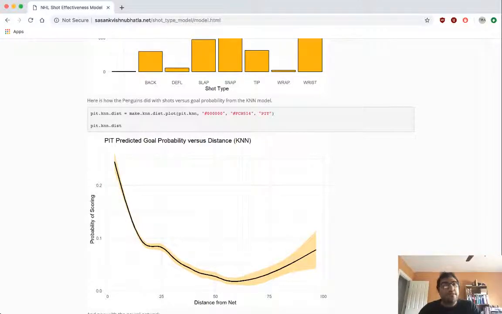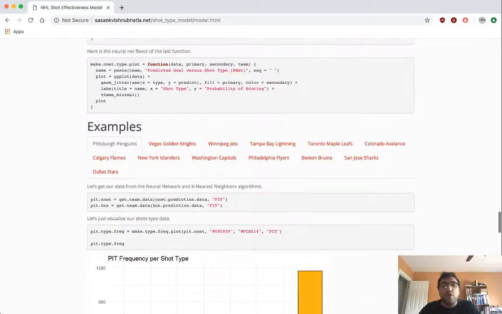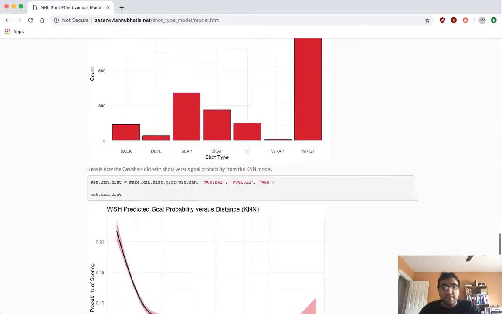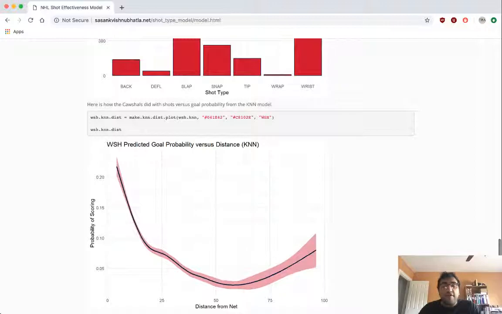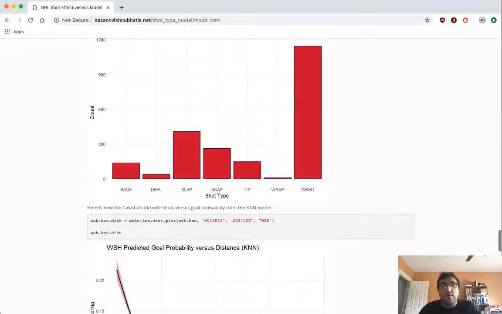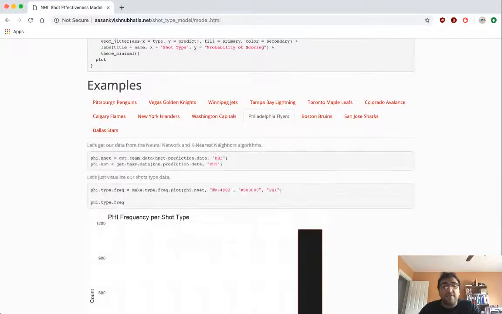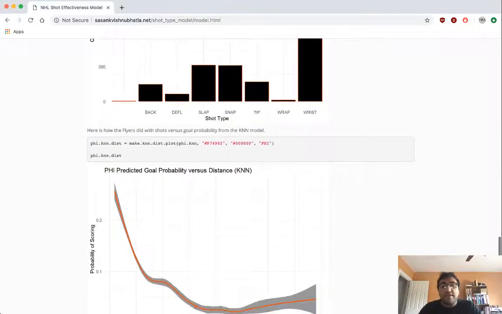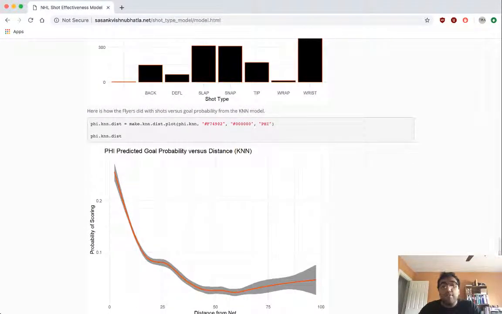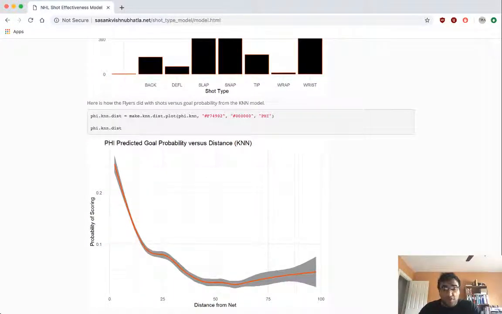Now we can take a look at another team, like the Washington Capitals. Washington Capitals follow this idea very closely. That should make sense. Teams should follow this. We can look at the Philadelphia Flyers, another team in that division. We can see that maybe the probability when they go further doesn't increase as much as it did for the Penguins and the Capitals.